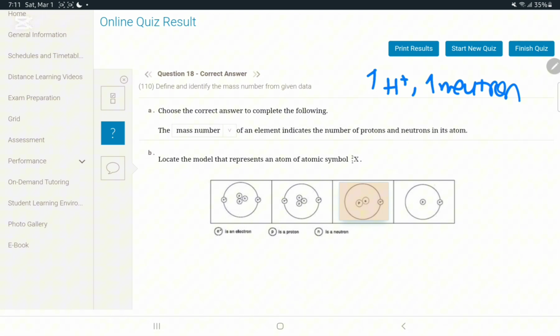So, this one has 1 proton and 1 electron. So it's wrong. This one has 1 proton and 1 neutron. Correct. We don't care what the electrons are. Okay? Here there's 0 neutrons, so it's wrong. Okay? Here there's 2 neutrons, 1 proton. It's wrong. We said 1 of each. And here there's 2 protons, 1 neutron. Wrong. We want 1 of each. So this is the correct one.